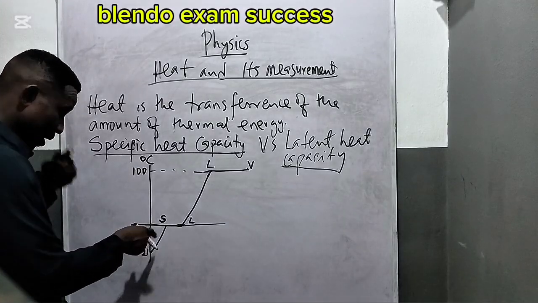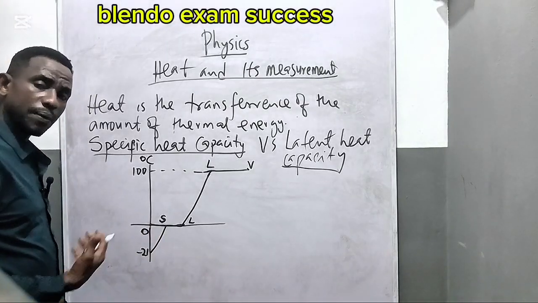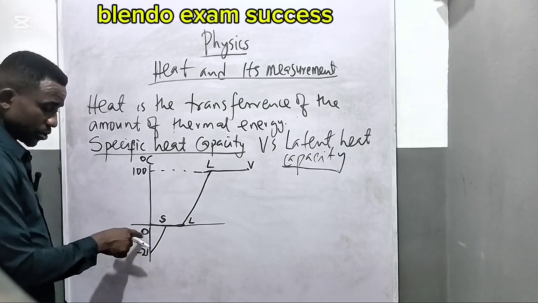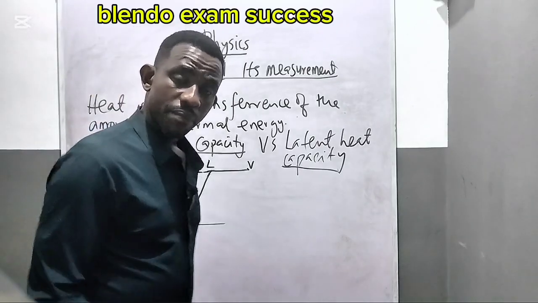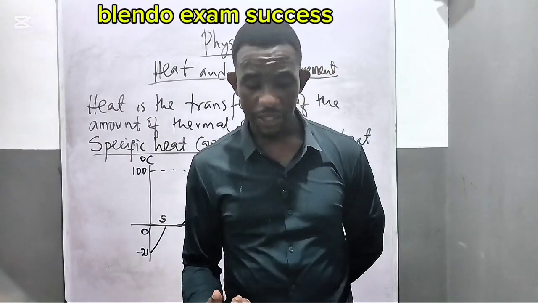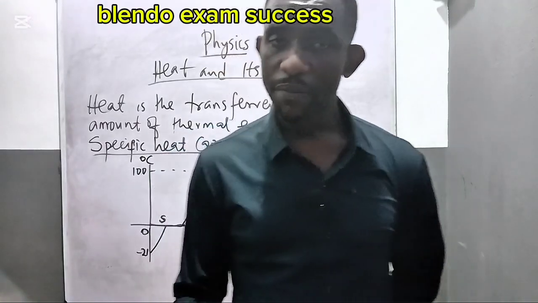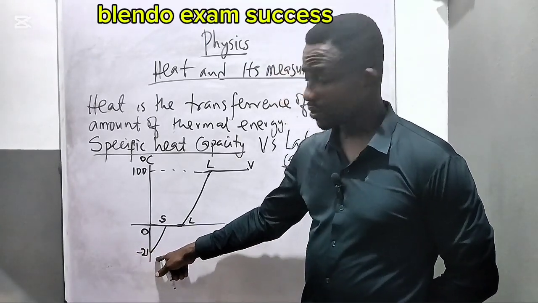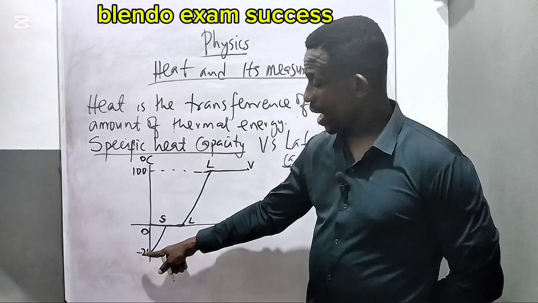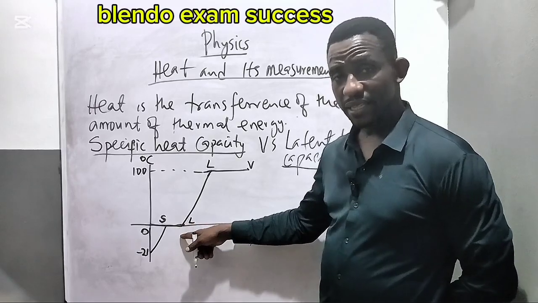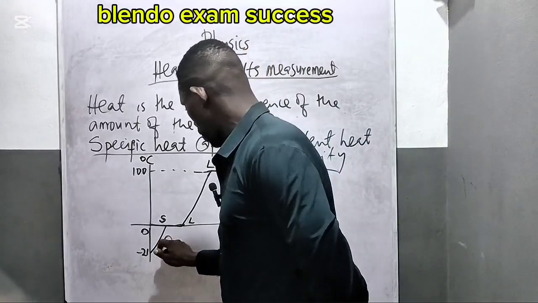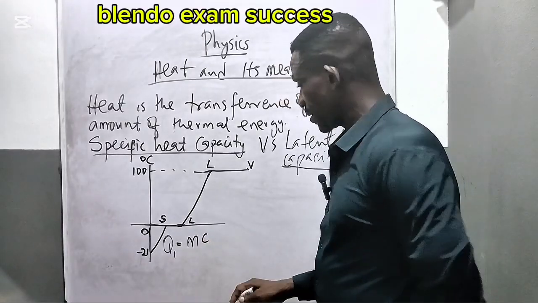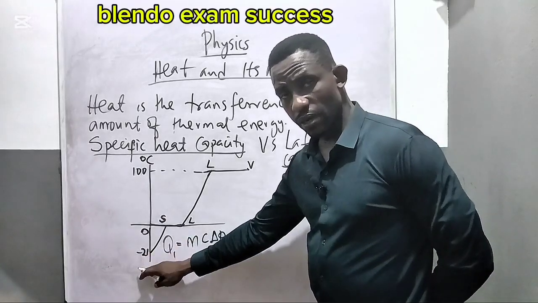As you are adding heat, there is a minimum amount of heat that is needed here. That quantity of heat needed to raise the temperature from minus 21 degrees Celsius to 0 degrees Celsius is what we call specific heat capacity. Specific heat capacity is the amount of heat energy required to raise the temperature of a unit mass of a substance by 1 degree Kelvin or 1 degree Celsius. So the temperature change here is proportional to the specific heat capacity. The quantity of heat, Q1, is equal to mass of ice multiplied by specific heat capacity of ice multiplied by change in temperature from minus 21 to 0.